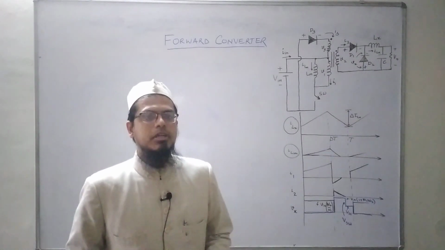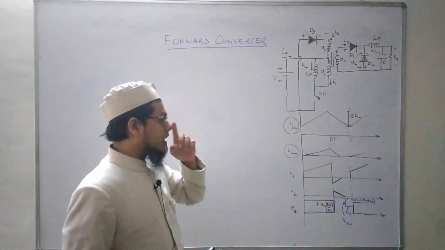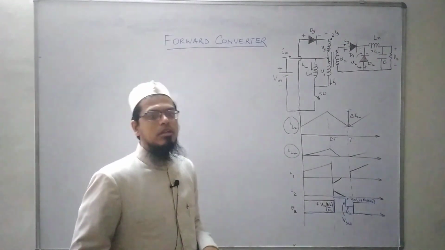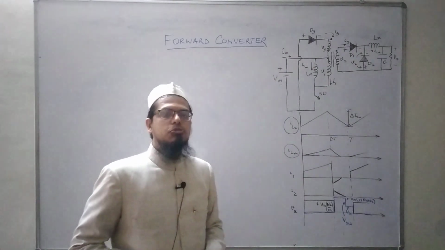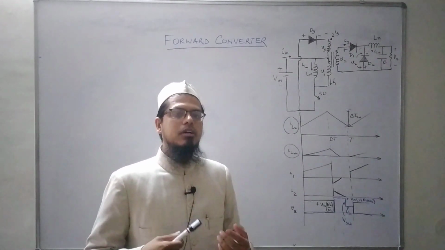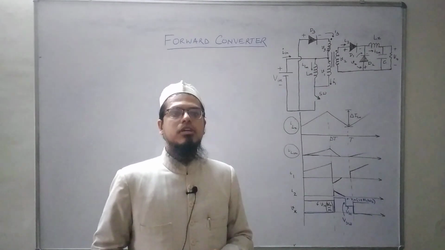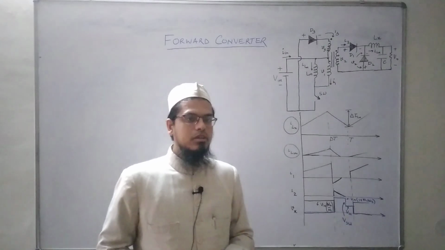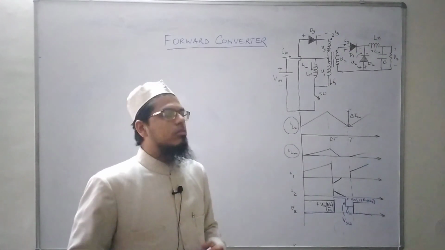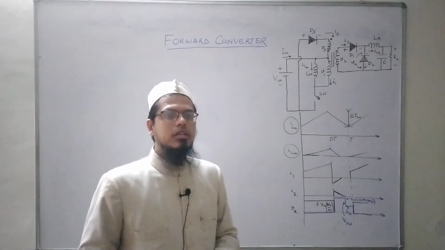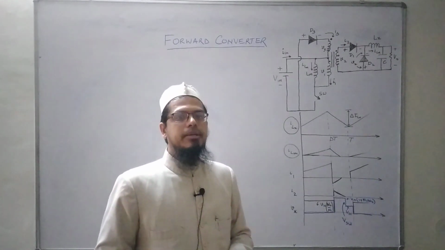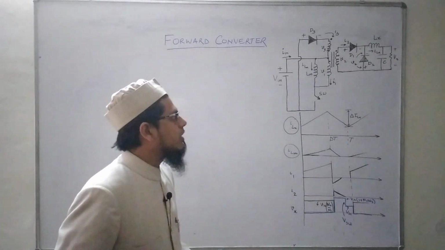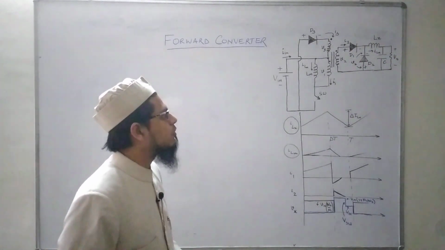In today's lecture, we will be looking into another type of isolated DC to DC converter, which is called the forward converter. The advantages associated with an isolated DC to DC converter were discussed in the previous lecture when we were discussing the flyback converter. So all the advantages associated with an isolated DC to DC converter hold good for the forward converter also. So let's see the circuit for the forward converter.